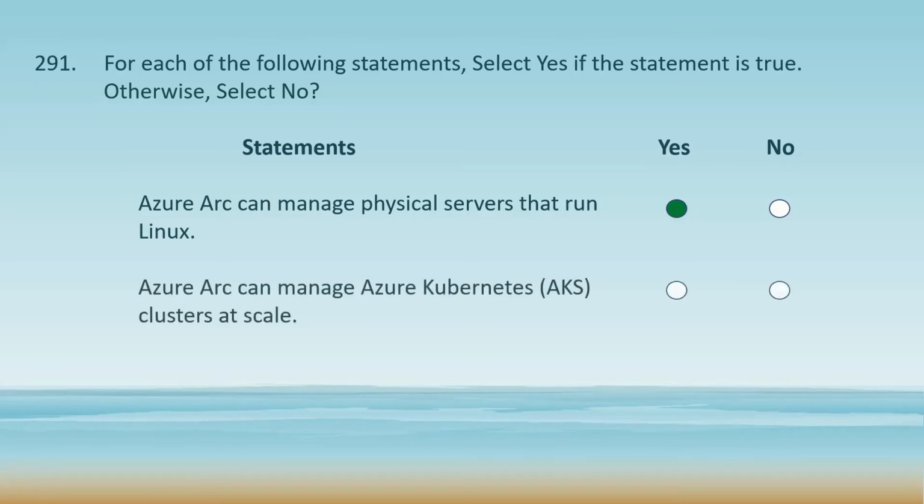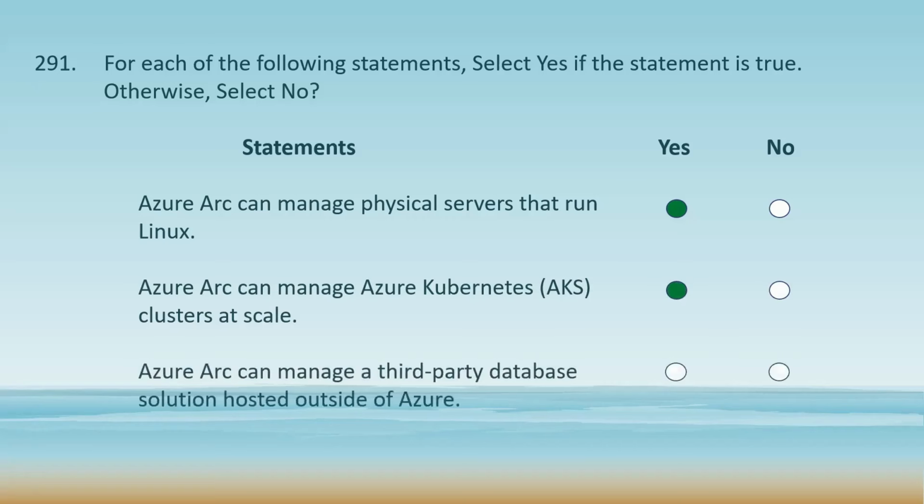Next statement is Azure Arc can manage Azure Kubernetes clusters at scale. This statement is also correct. Let's look at the third statement. Azure Arc can manage a third-party database solution hosted outside of Azure. This statement is incorrect.